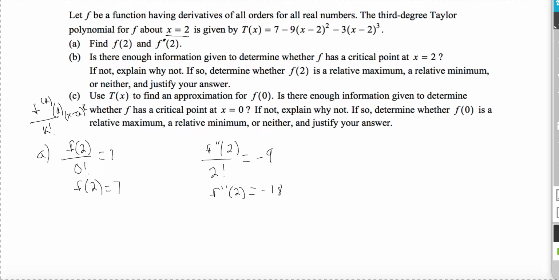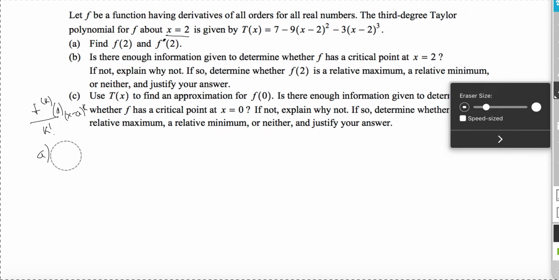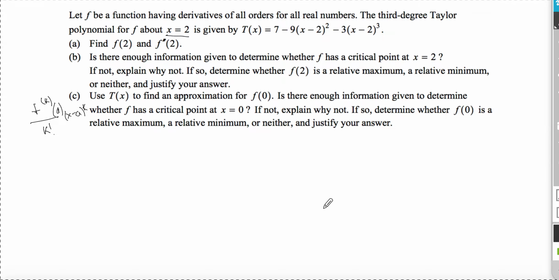Okay. Let's go ahead and take a look at part B. Part B asks something that we've not really quite seen yet, but is a good thing for making the connections between the different things we've learned this year in calculus. Part B says, is there enough information to determine whether f has a critical point at x equals 2? If not, explain why not. If so, determine whether f of 2 is a relative maximum, relative minimum, or neither, and justify your answer.